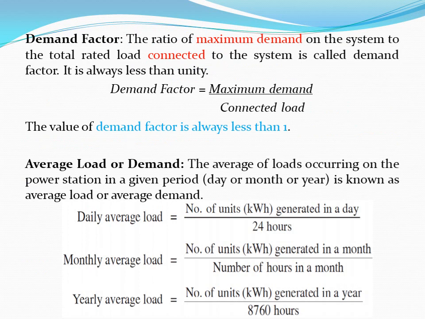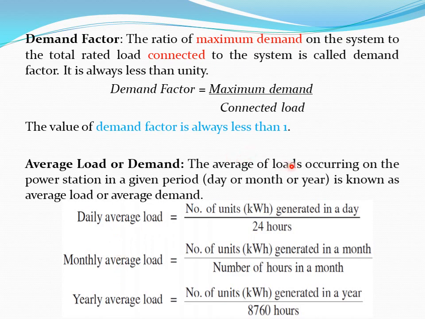Next is the demand factor. This demand factor is obtained from the maximum demand. So demand factor is given as the ratio of maximum demand to the connected load. The value of demand factor is always less than 1. Next definition is the average load or the demand load. These things they can ask you in 2 marks. All these formulas will be useful for solving your problems.